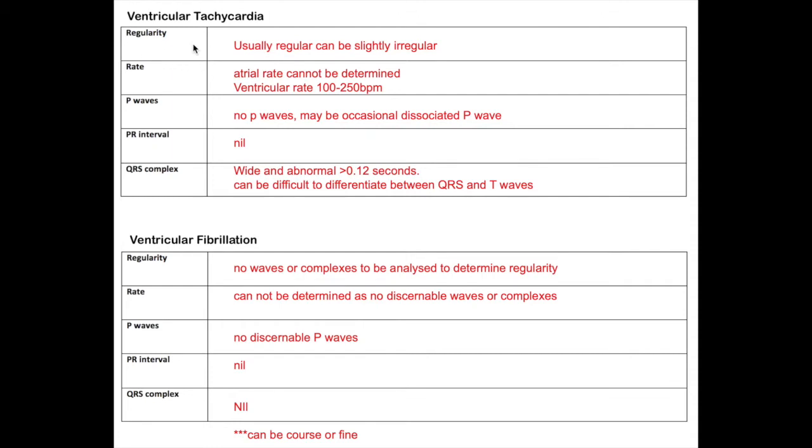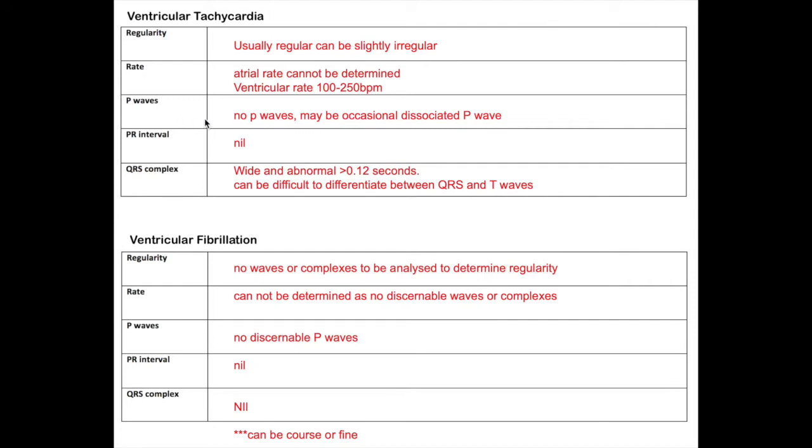So regularity for VT is usually regular. It can be slightly irregular, but usually a regular rhythm. The rate usually can't be determined for the atrial rate, but the ventricular rate will be really fast, usually between 100 and 250 beats per minute.